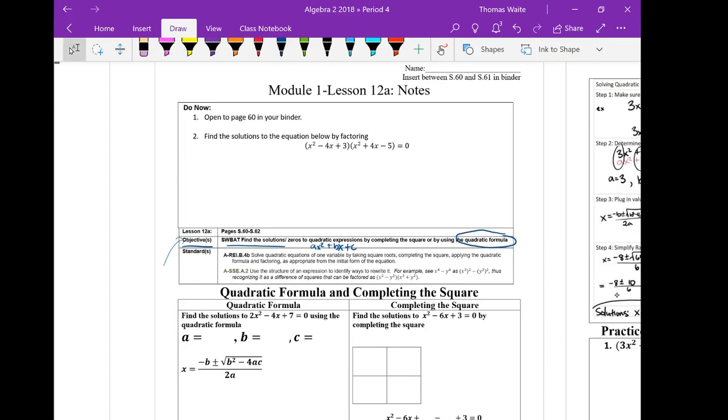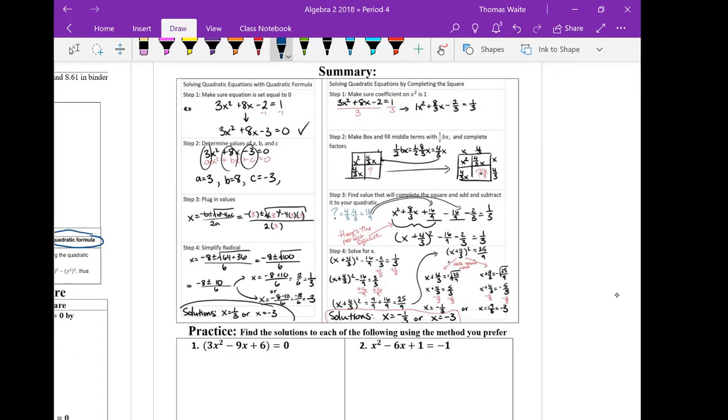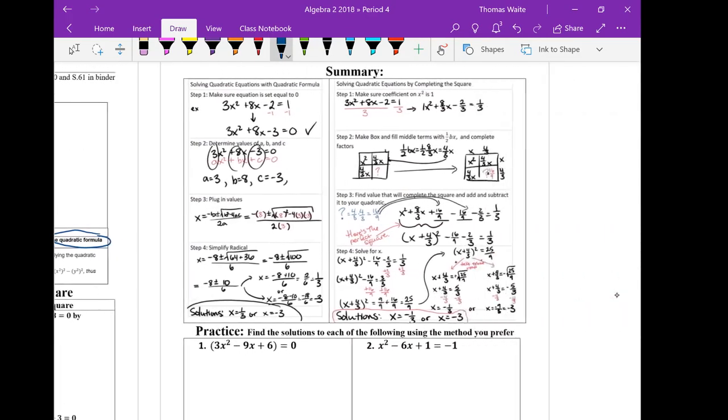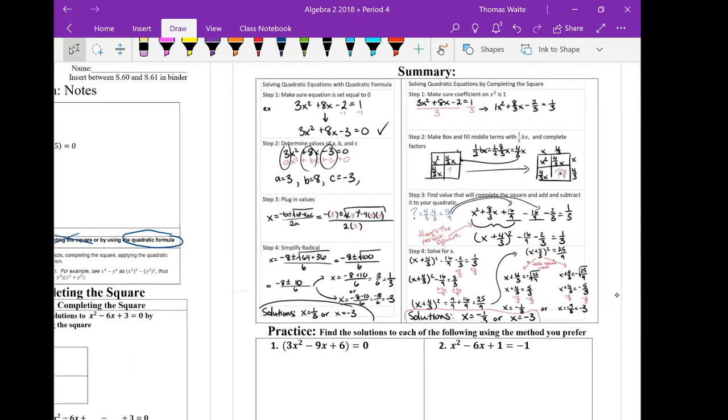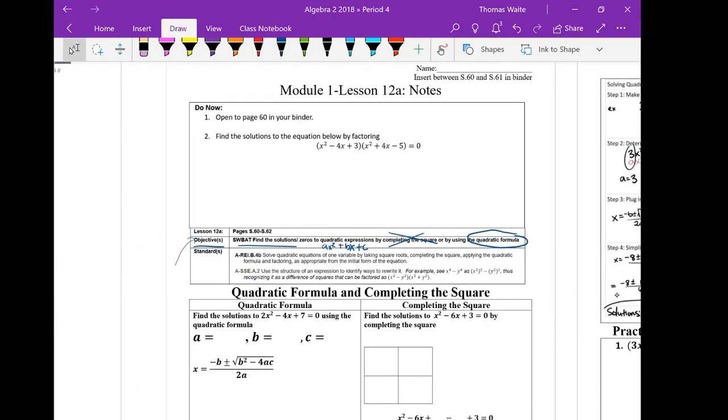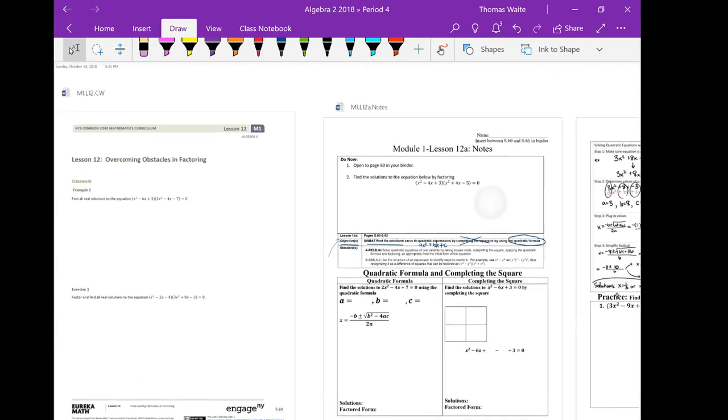That will work all the time. It's one method that works. We don't have quite enough time to go through completing the square. I've actually included a summary of it on the back of your note sheet, but for today we're going to focus on using the quadratic formula, which will give us the same answers.